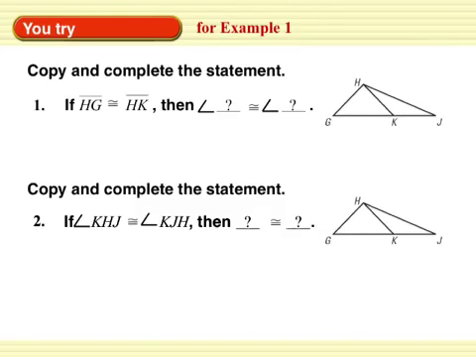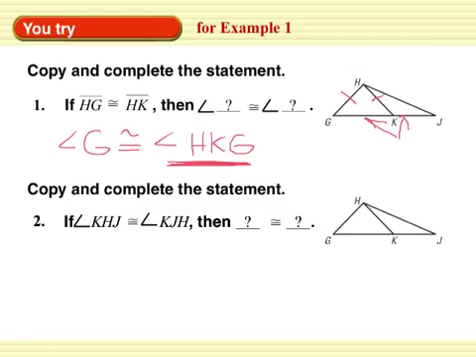All right, you try. Copy and complete the statement. I'm going to go ahead and push pause, and you guys are going to finish it. Okay, push pause. Okay, that's number 1. If HG is congruent to HK, which I marked in the diagram, then angle G is congruent to angle HKG. Notice you need 3 letters to name this angle because angle K could be that angle or that angle.